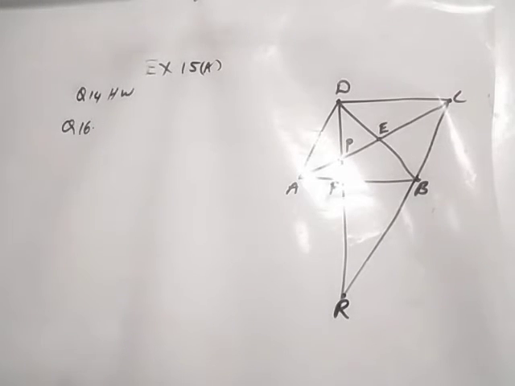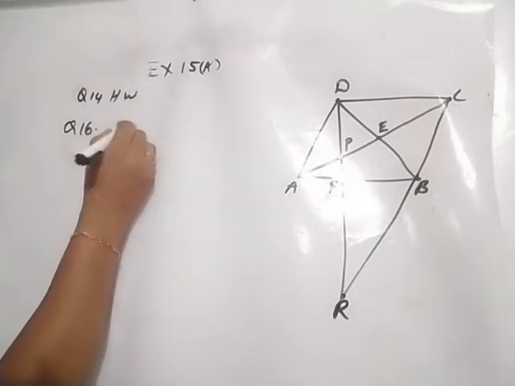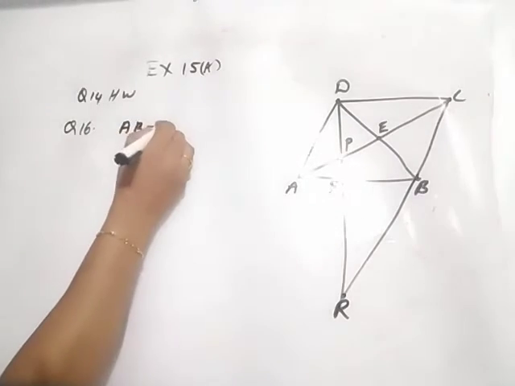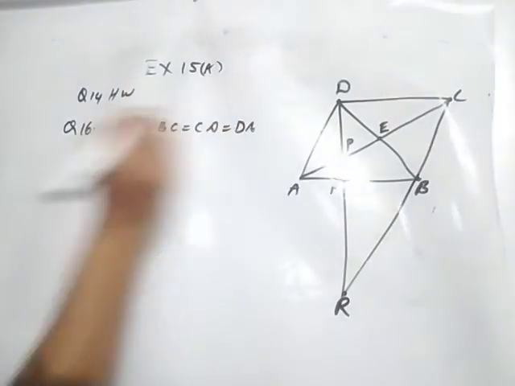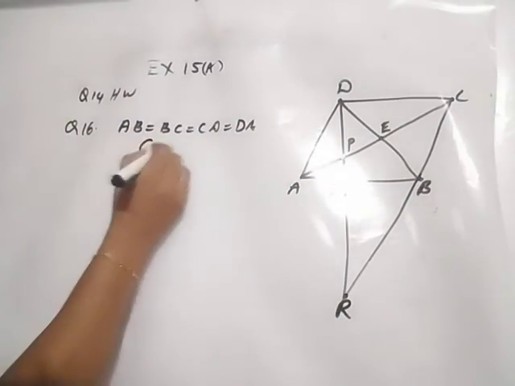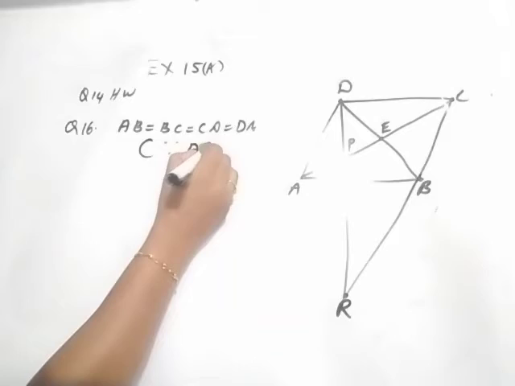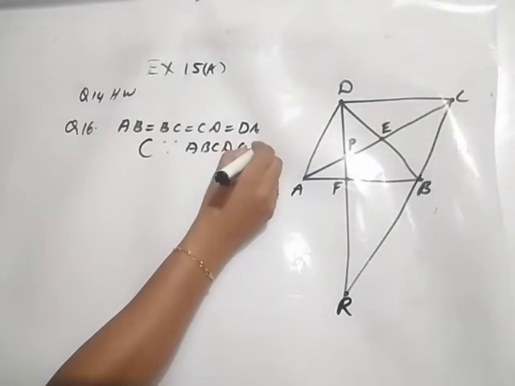In this diagram, ABCD is a rhombus. Rhombus means all the sides are equal, no? Length AB equal BC equal CD equal DA. All lengths are equal in a rhombus. Reason: ABCD is a rhombus.